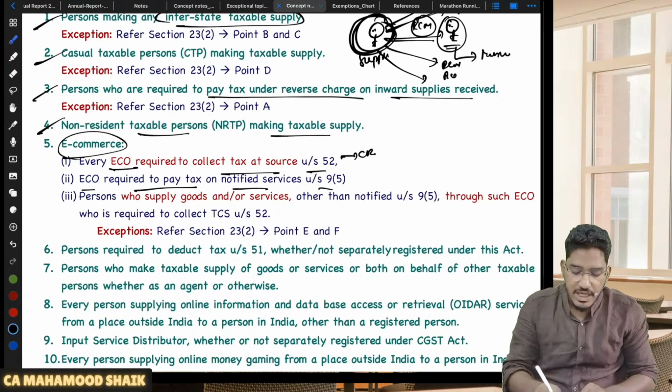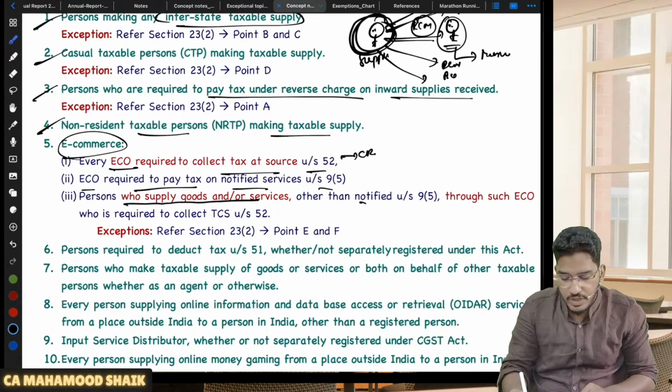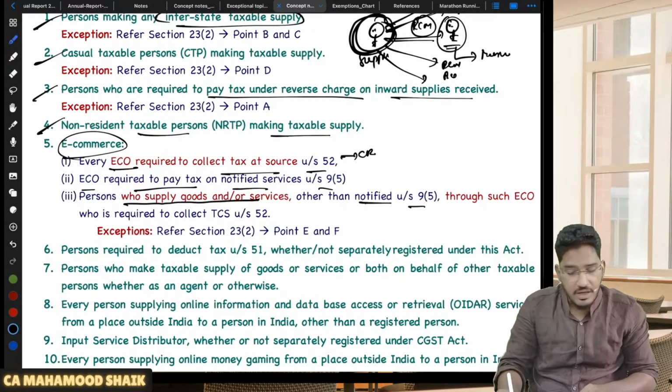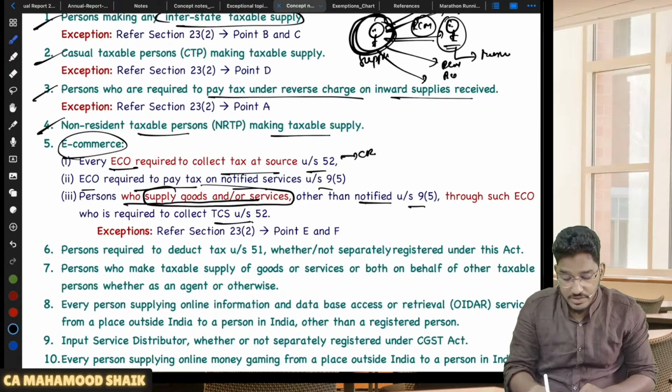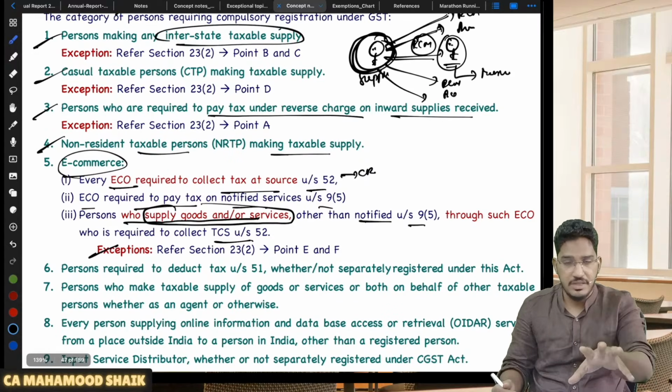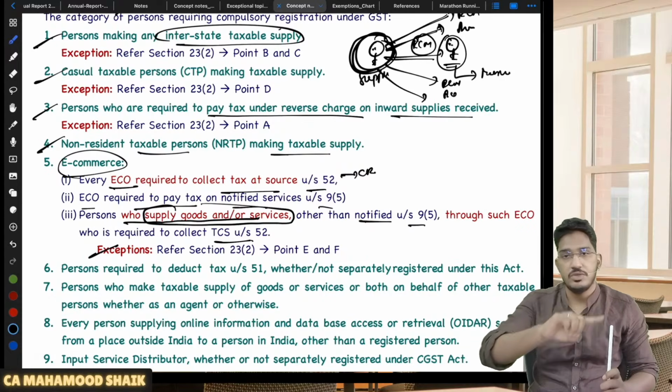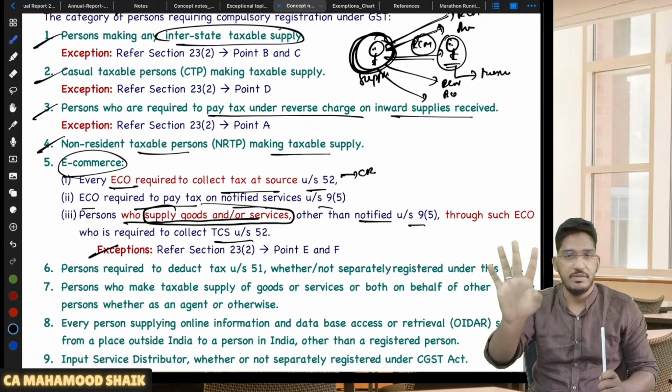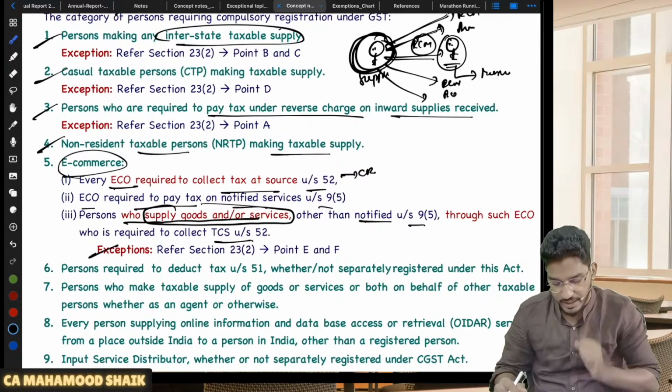So initially they told even the persons who supply goods or services through an e-commerce operator, other than those notified under 9(5), who are required to collect TCS, even those suppliers are also required to take registration, but later they gave relaxation. Nothing but whatever relaxation they have given for a normal person, even a person making supply of goods or services through an e-commerce operator will become eligible for exemption. That threshold limit he can enjoy.